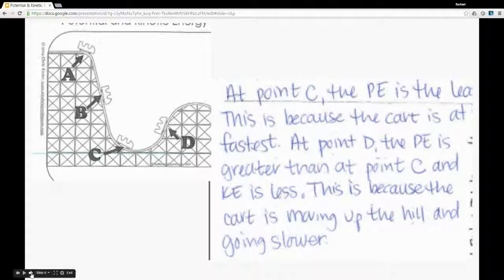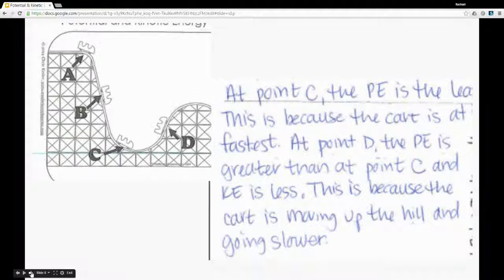Next, point D. Point D is here on the roller coaster. So at point D, the potential energy is greater than at point C, and the kinetic energy is less. The reason that I compared it to point C was just going in order here, and without numbers, I can't really give a specific amount, but I could say greater than or less than. Then for my evidence, I wrote, this is because the cart is moving up the hill and going slower.